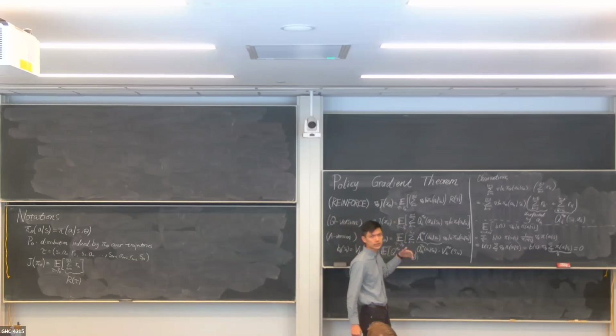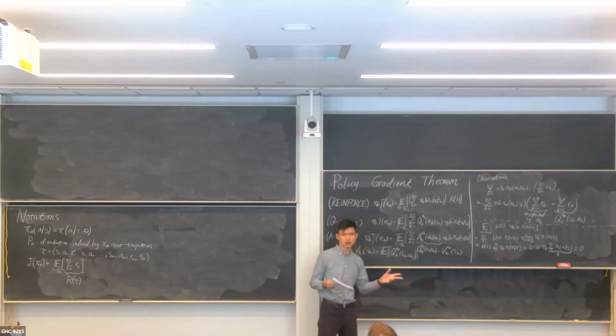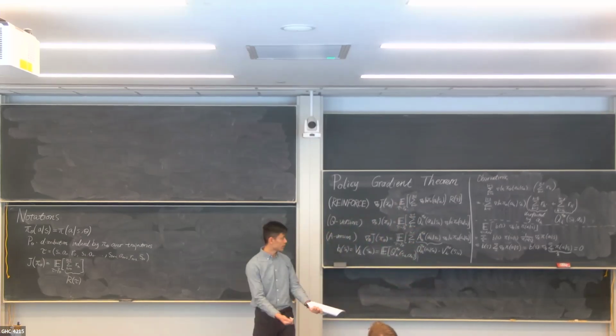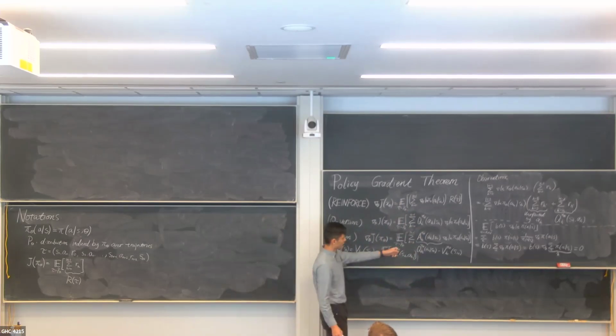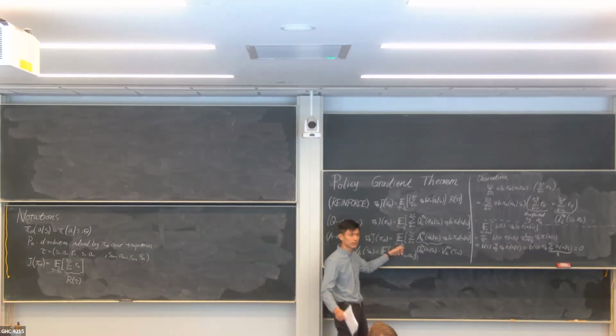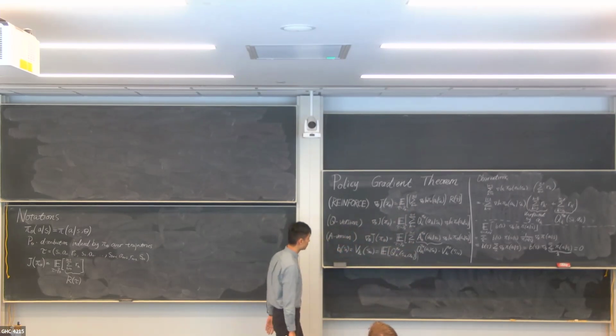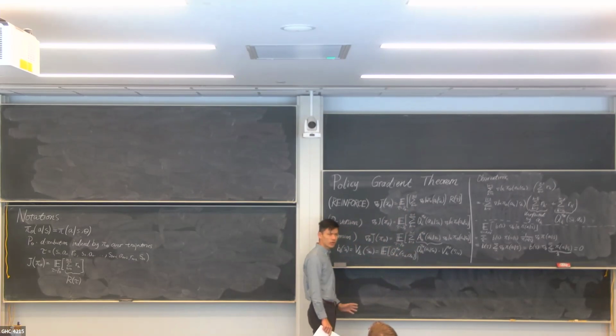So far, everything here is in the so-called true gradient, as if you get to roll out infinitely many trajectories and take averages. In practice, you probably don't want to do that. Any questions so far?